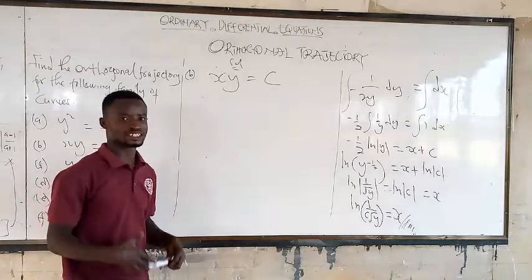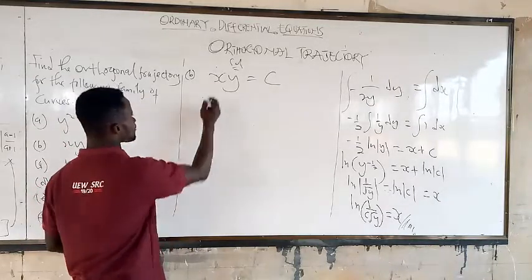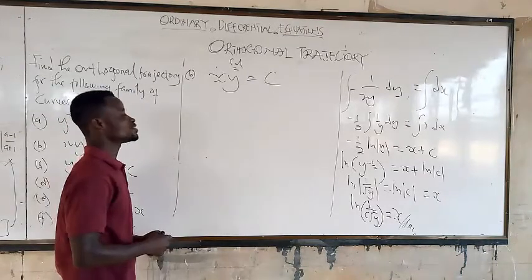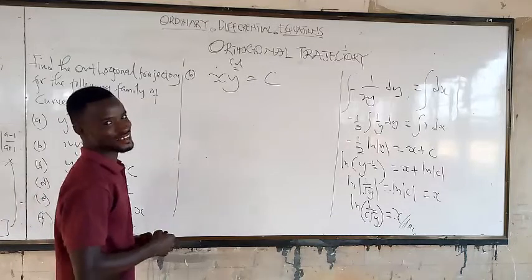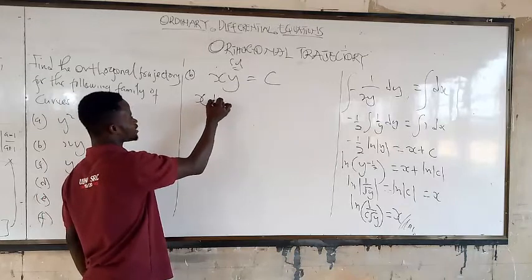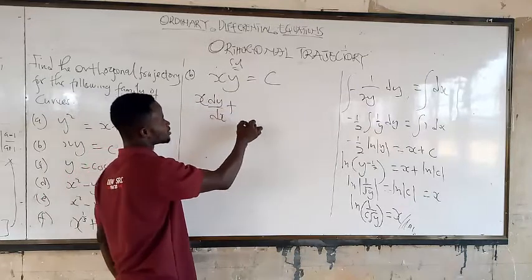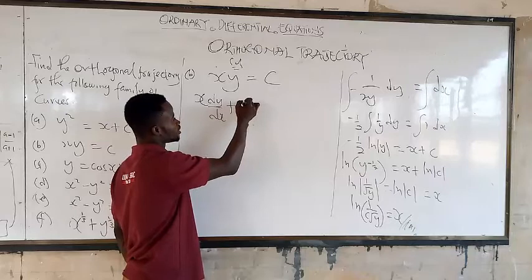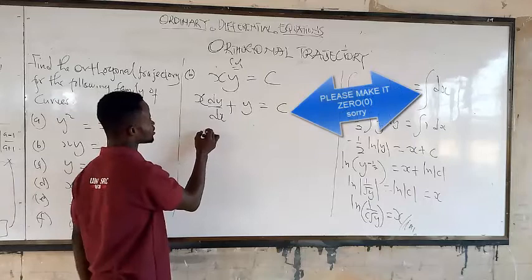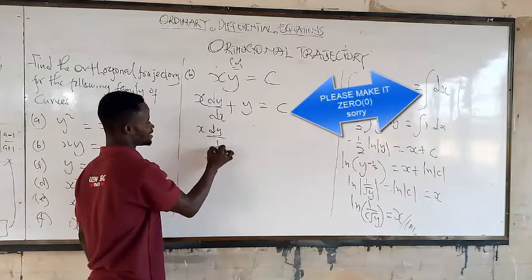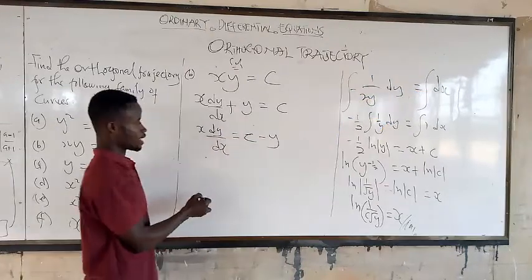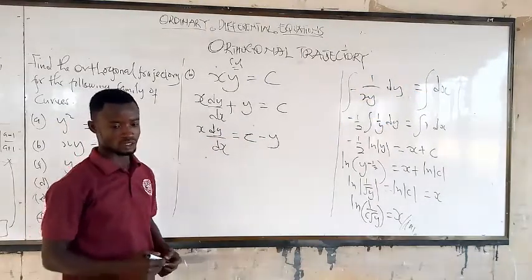So the first target is to take the derivative. Product rule. And we are taking the derivative with respect to what? x. So leave this, differentiate this, you get dy/dx, plus differentiate this, you get 1, and leave this, is equal to c. So you make dy/dx the subject. So x dy/dx is going to equal negative c minus y.